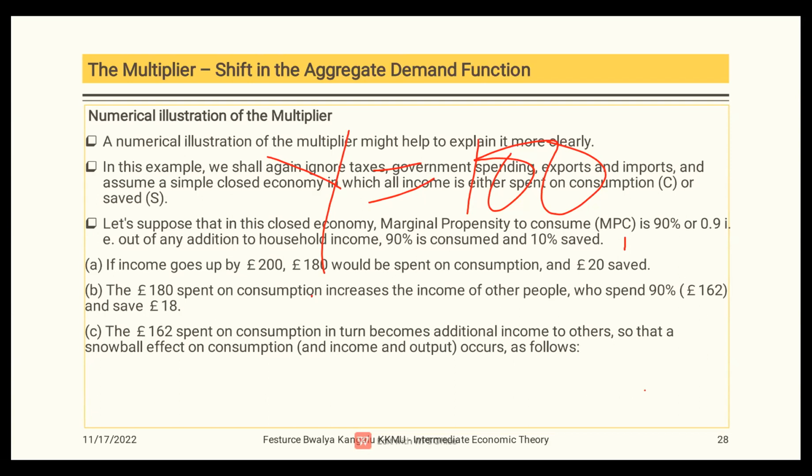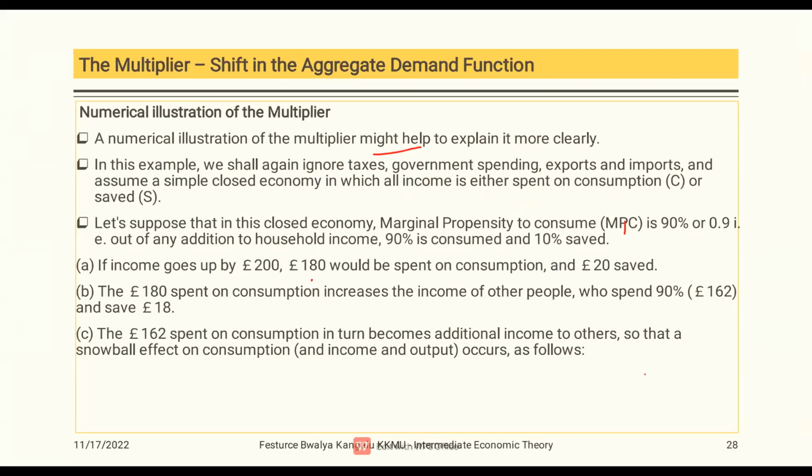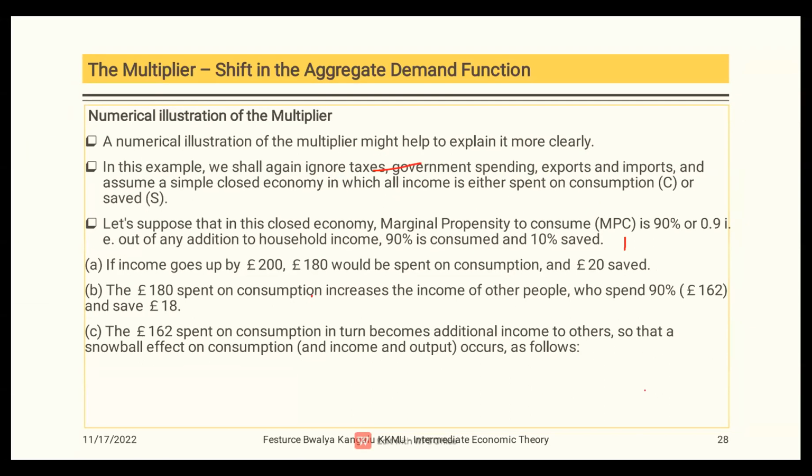So, I know we need to do an example. Let's do a short example. Let's suppose that this is a closed economy. The marginal propensity to consume, MPC, is 90%, right? That is 0.90.